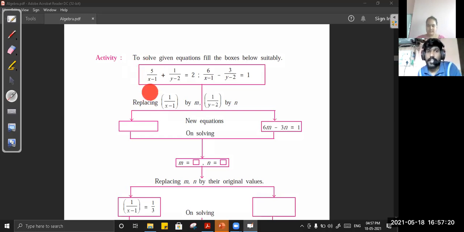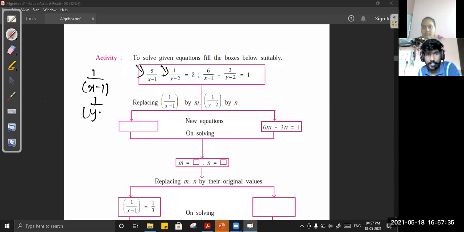So in this equation, in the denominator, we have x minus 1. So you will replace 1 upon x minus 1 here, and here 1 upon y minus 2. This entire thing you will replace. That is written here, replacing 1 upon x minus 1 by m and 1 upon y minus 2 by n. So can you tell me what this equation will change to, the first one?